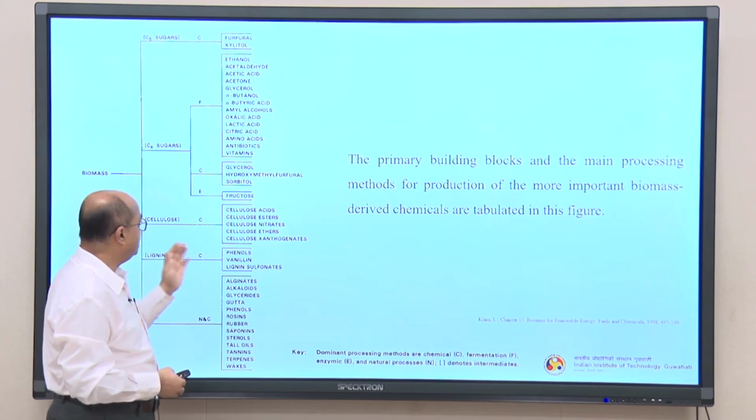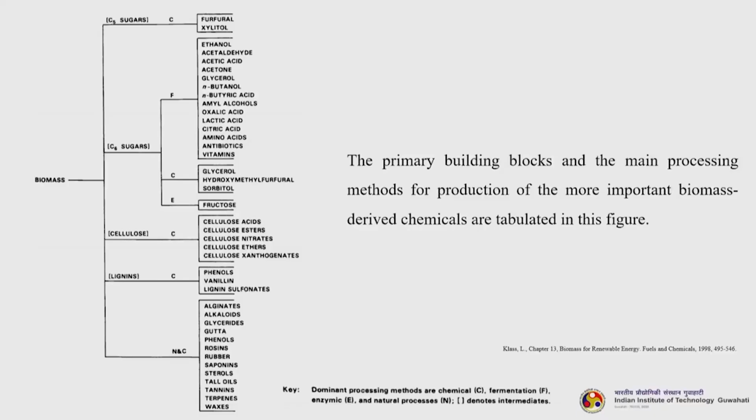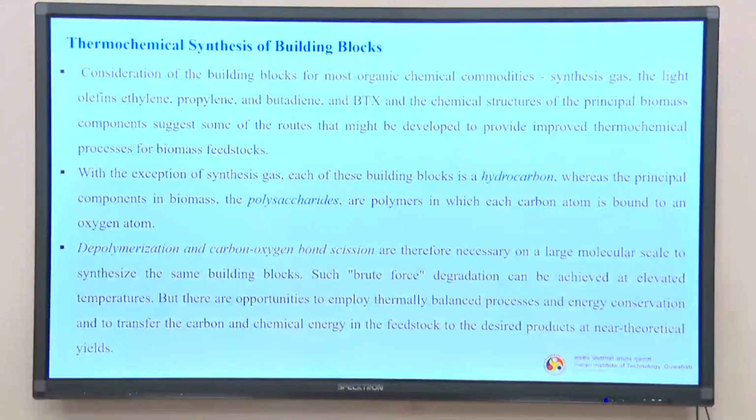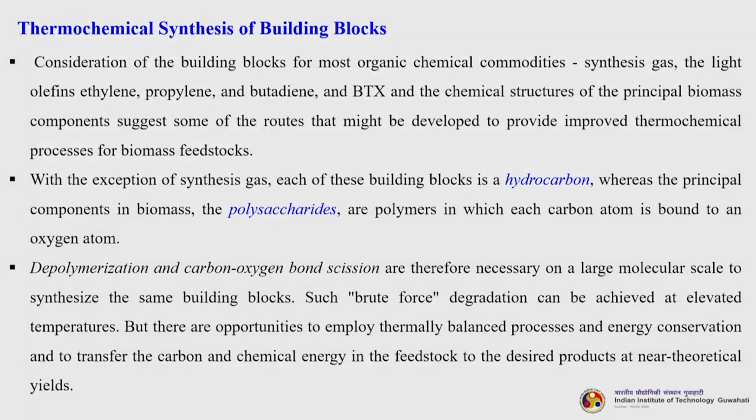Similarly, from cellulose we can have different types of acids, esters, nitrates, ethers. Then from lignins, the main thing is of course phenol, phenolic compounds and vanillin, and lignin sulfonates. Then there are so many other things also. The primary building blocks and the main processing methods for production of the more important biomass derived chemicals are given here.